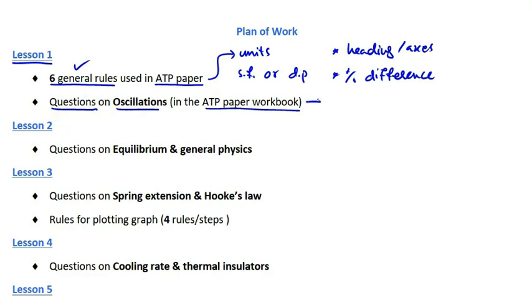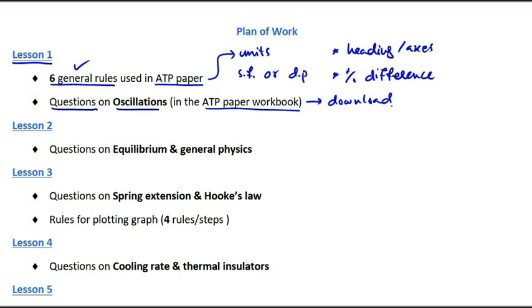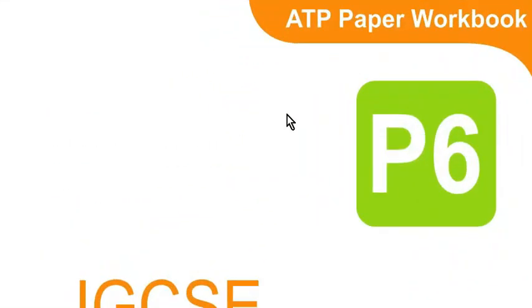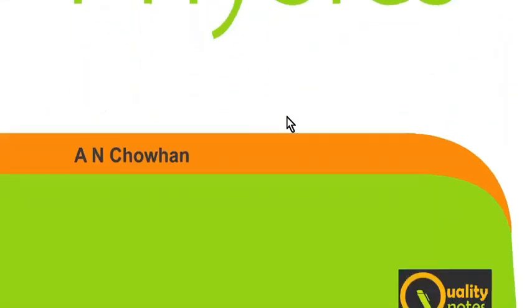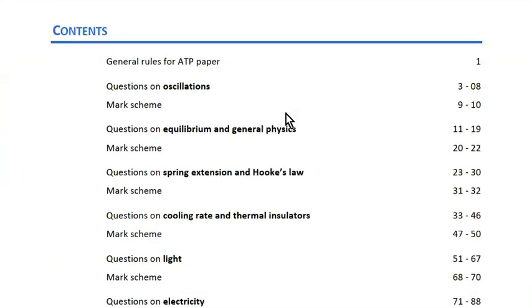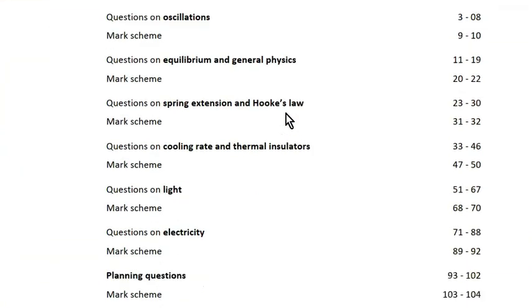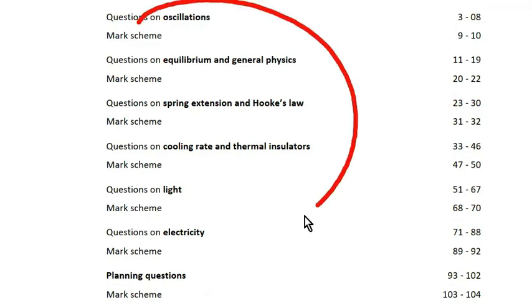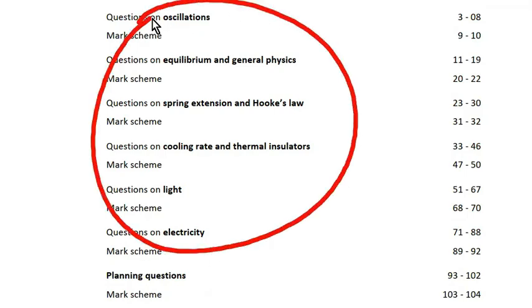Students, you can download the printable PDF file of the ATP paper workbook by clicking the link given in the description down below. Let me show you what the workbook looks like. See students, this is the front title of the workbook. This is the content list. You can see that the workbook contains questions on all 6 topics the ATP paper questions are usually on.